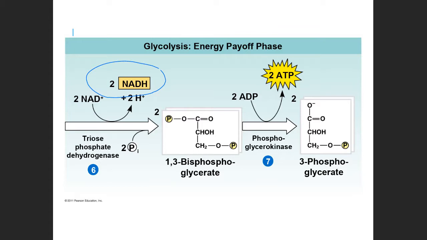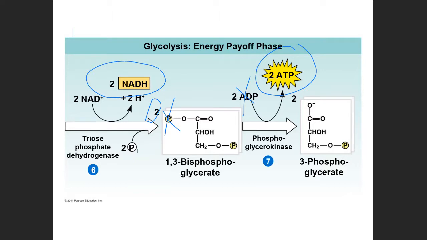And after that, I am going to take off one phosphate group. So I'm going to reduce in size. Anytime I reduce in size, I'm producing energy, right? So this phosphate will phosphorylate ADP. So I'm producing 2 ATPs, since I have 2 of this molecule. So 2 phosphates with 2 ADPs produce 2 ATPs.